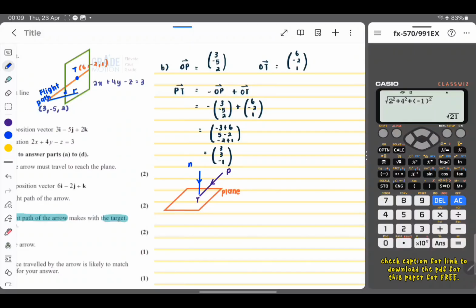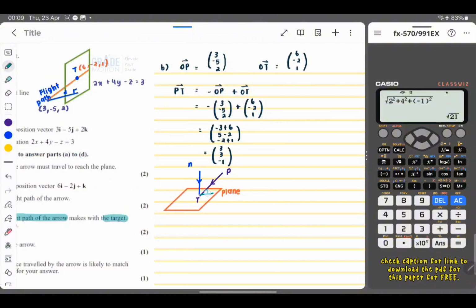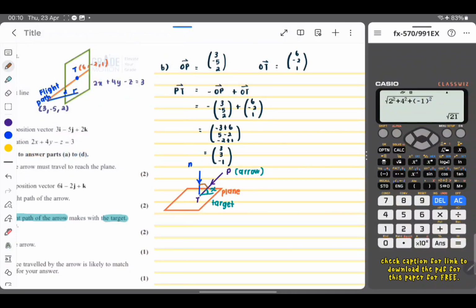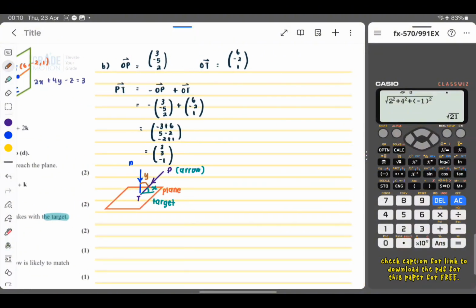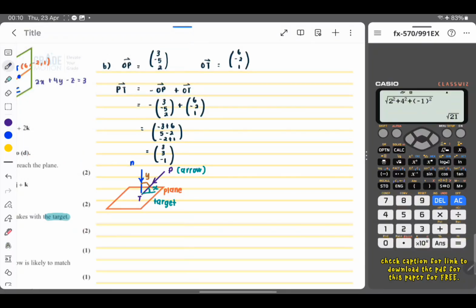So what we want to do is find the angle here. This is what we want to find. We want to find X, the angle between the arrow and also the target. But what we have are these two vectors, PT and n. So if we use the angle formula, what we will find is this one, angle Y. So you have to do step by step in order to find X. Let's start by finding Y.